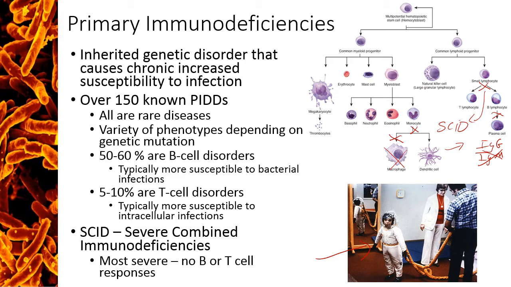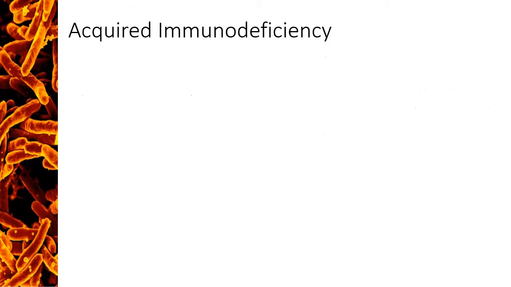Other than that, he had to be in a sterile environment because he had no immune system to deal with any possible foreign pathogens. I mean, his food had to be sterilized, his water had to be sterilized, and the air itself had to be sterilized. These days, SCID patients are treated with bone marrow transplants to try to give them a functioning immune system.